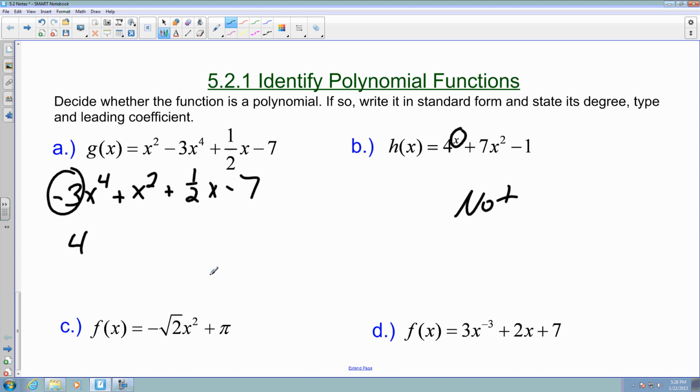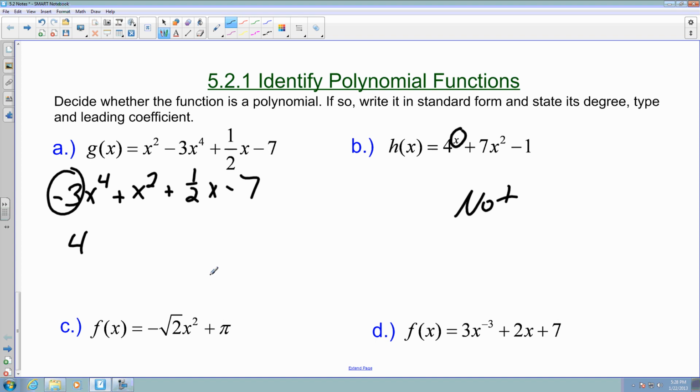I look at example C, f of x equals the negative square root of 2, x to the second plus pi. This has positive exponents. It has no variables in the exponents, so I can say that yes, this is a polynomial function. It is actually written in standard form, so this is a quadratic. The degree is 2, and the leading coefficient is negative square root of 2.